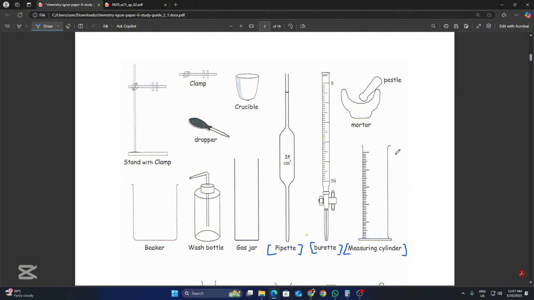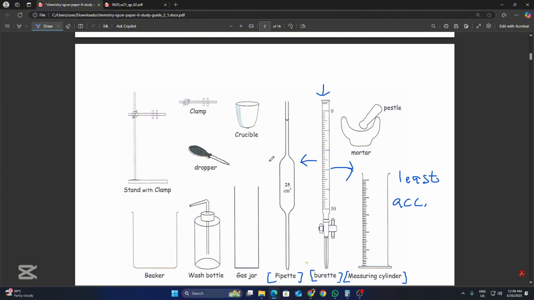However, you have to know that the burette is the most accurate one out of all of them. The burette is always the most accurate. Compared to the measuring cylinder and even to the pipette, the burette is the most accurate. The measuring cylinder is the least accurate. And the pipette is in between.